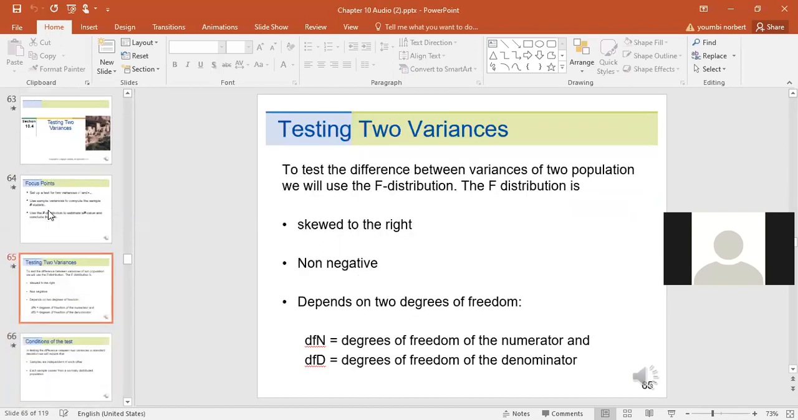So to test for the difference between standard deviations, we use the F distribution. The F distribution is like the chi-square distribution, but it has 2 degrees of freedom: degree of freedom of numerator, and degree of freedom of denominator.